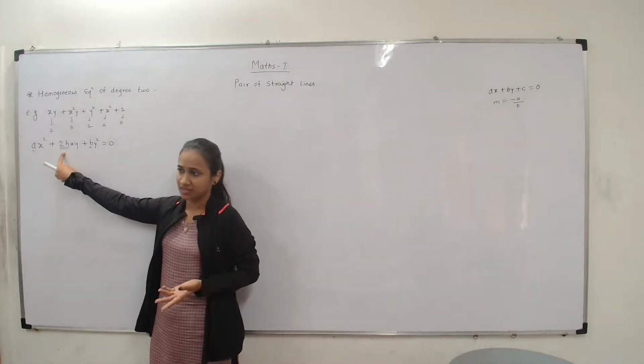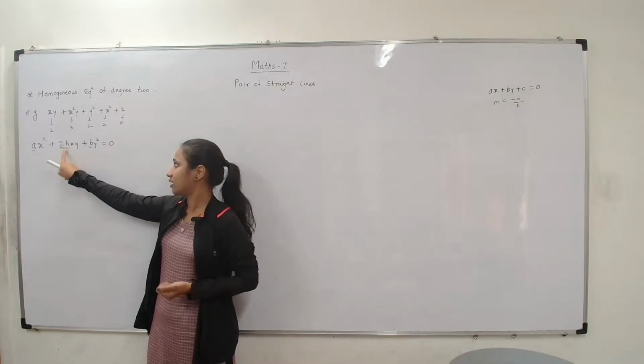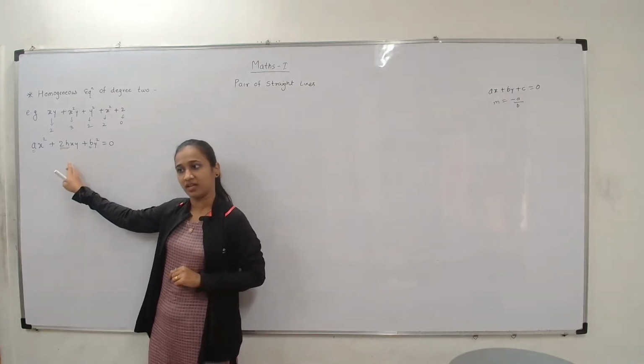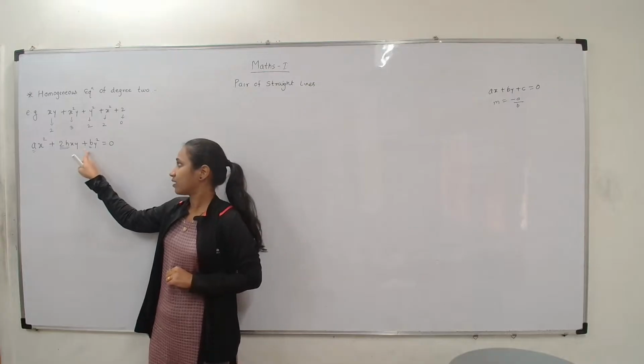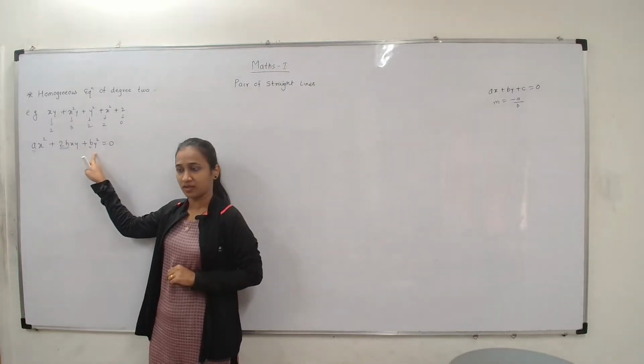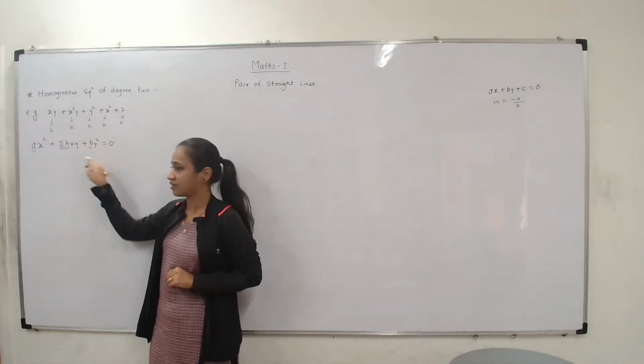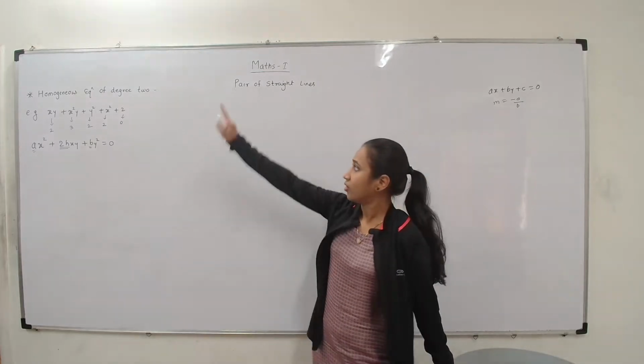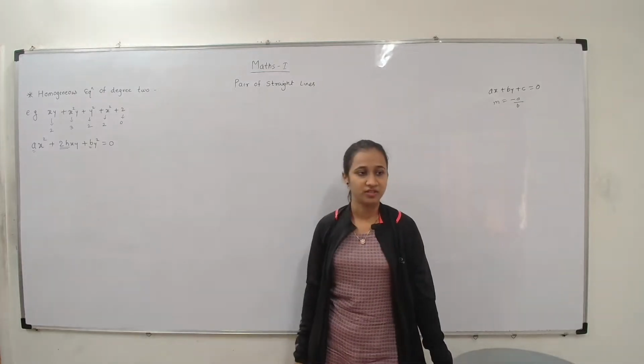h is new for you, we will see about it. 2 constant, h constant, x and y are variables. The combined degree is 1 and 1, that is power 2. Again b is constant, the power of y square is 2, so the degree of the third term is also 2. So this is the generalized form of a homogeneous equation of degree 2.